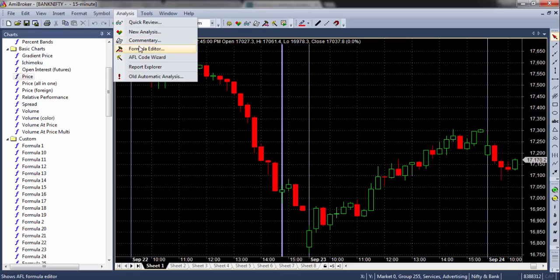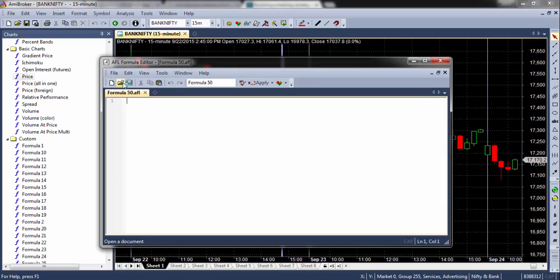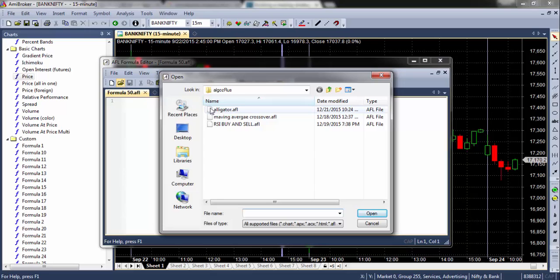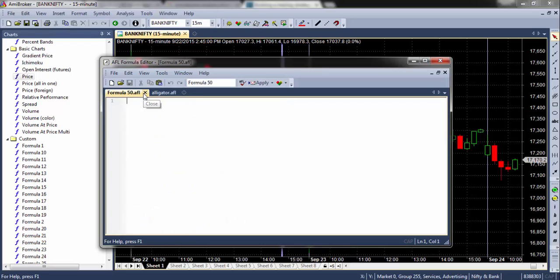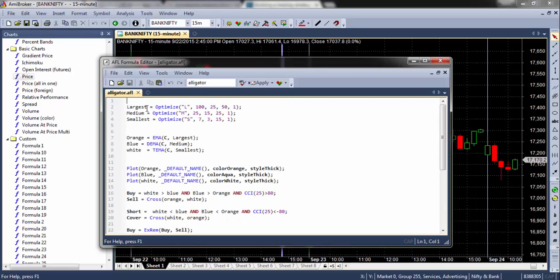I am not going to be coding the formula. If you want, you can also copy paste the formula from what is given below the video on the website. But what I am going to do is run you through the formula that I've already written. So basically we are defining three arrays out here: largest, medium and smallest. For the largest, we are going to be having the maximum number of periods, which is at 100. For medium, we are having a 25 period, and the smallest is a 7 period. I've done this because I would like to be able to optimize them if I wanted, and that is why they have been defined as arrays.